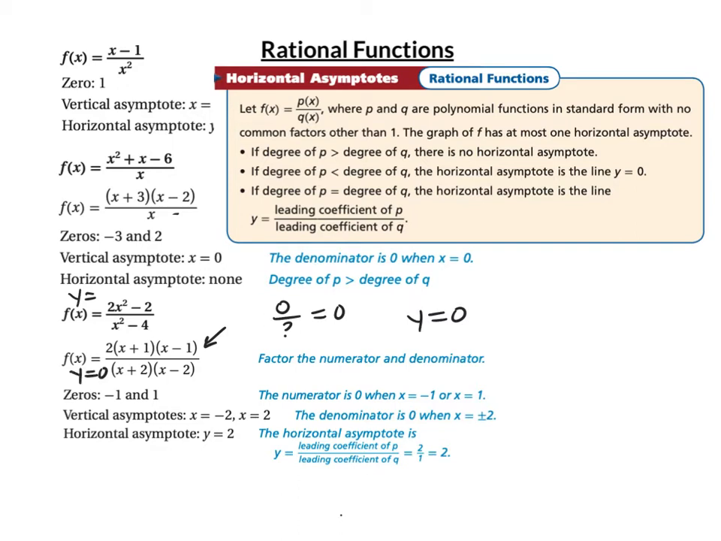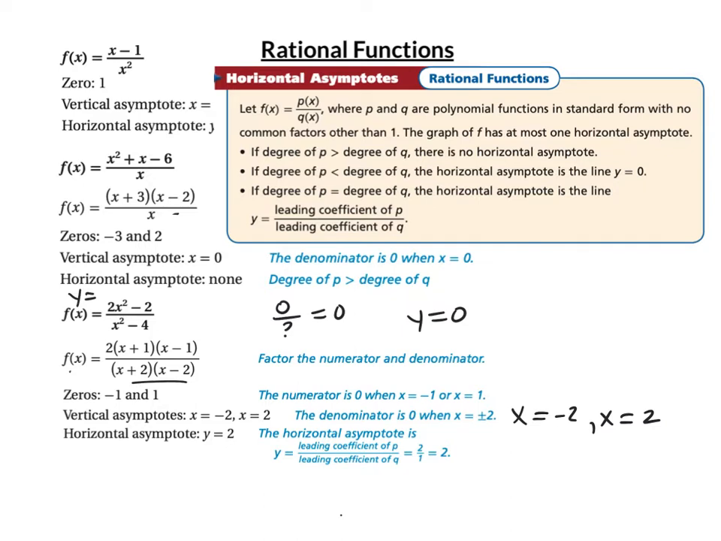Y would equal 0. That's an x-intercept. The vertical asymptotes come from the denominator. I can see that x cannot be -2 and x cannot be 2, because if I plug in -2 and 2 in the denominator, I'm dividing by 0. That's not possible, which means I get vertical asymptotes at x equals -2 and x equals 2.